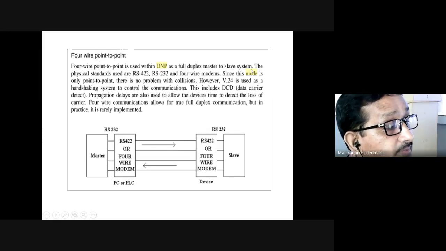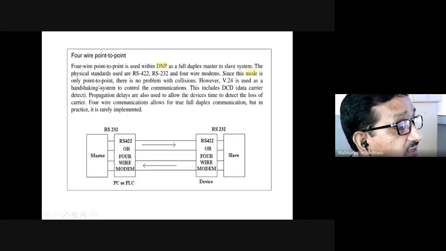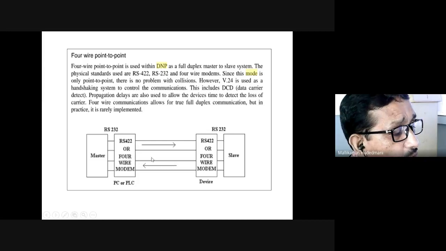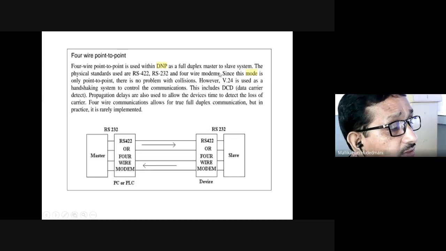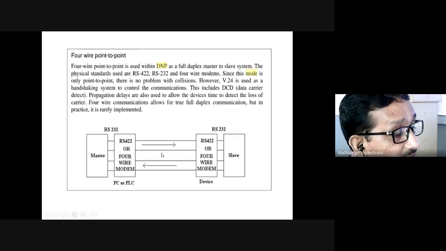It's called master-slave. Both can query each other as and when there is a need. Then the physical standards used are RS422, RS232, and 4-wire modem. The devices may be very close, or they may be far away also. Then the modulator and demodulator help for that. Since this mode is only point-to-point, there is no problem with collision. You can see here, collisions are avoided even though there is bidirectional communication.